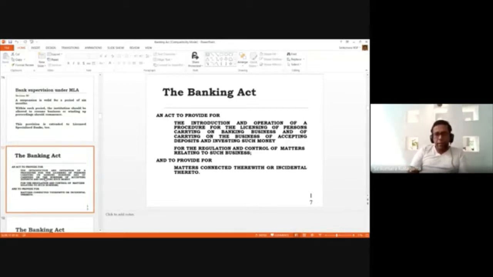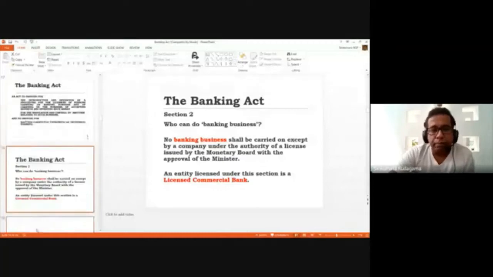It says, it's an act to provide for the introduction and operation of a procedure for the licensing of persons carrying on banking business and of carrying on the business of accepting deposits and investing such money. See, a long description is there. For the regulation and control of matters relating to such business and to provide for the matters connected therewith or incidental thereto. And we'll go into simple details first.